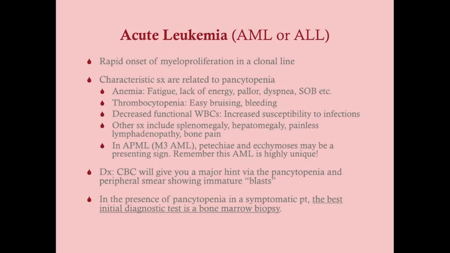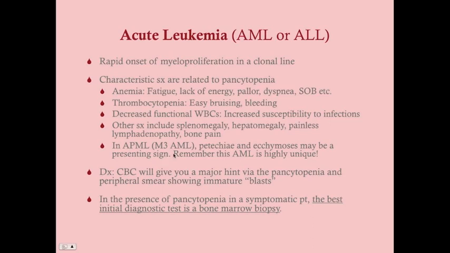Now, on USMLE Step 1, you have to remember AML type M0, AML type M1, AML type M2. You don't have to remember that for Step 2 and Step 3. This is not a pathology-based test. But what you do need to remember is M3 is a unique AML that can present differently and is treated differently. So remember that this AML, M3 AML, or acute promyelocytic leukemia, is highly unique. It can present with signs and symptoms related to DIC, and it's treated differently, and we'll talk about that.